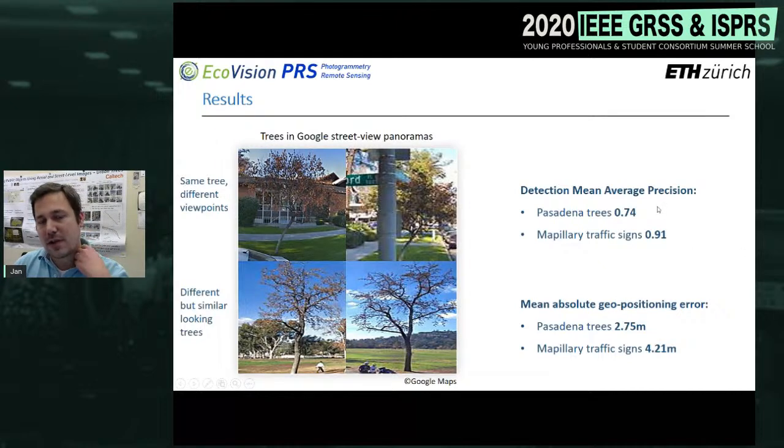And of course, we also have false positives, and false positives are usually objects that look like trees, like power poles, for example, with wooden trunks. And we have a geo positioning error of the trees of a bit less than 3 meters in Pasadena, and Mapillary traffic signs is a bit worse. This is to a large part due to the poor GPS position that comes with the original panorama images. So if you get something better, you can also improve it.